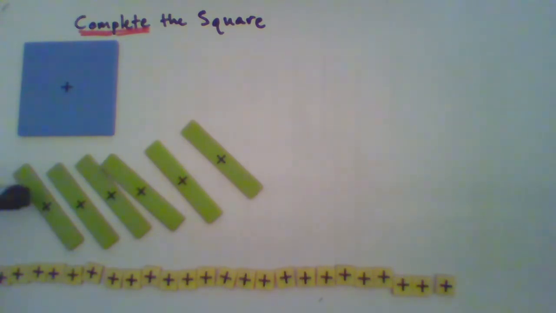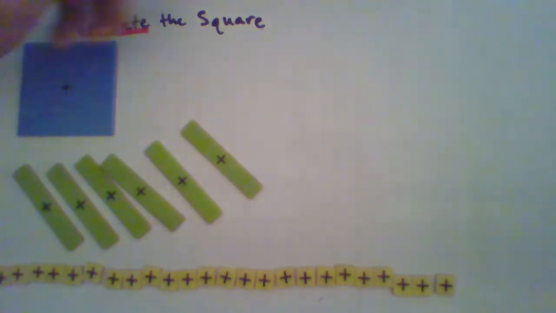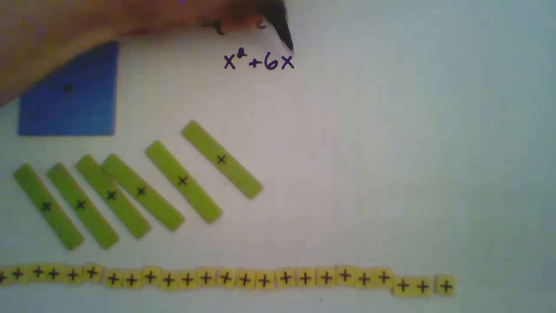The green tiles here, the rectangles, represent x for each of them. So this is x times 1. The length is x and the width is 1. So all together here we've got an x squared, and we've got 1, 2, 3, 4, 5, 6 of the green tiles. Don't worry about the yellow squares for now. These are just worth 1 each. So if we're just taking the square and the green rectangles, we've got x squared plus 6x.